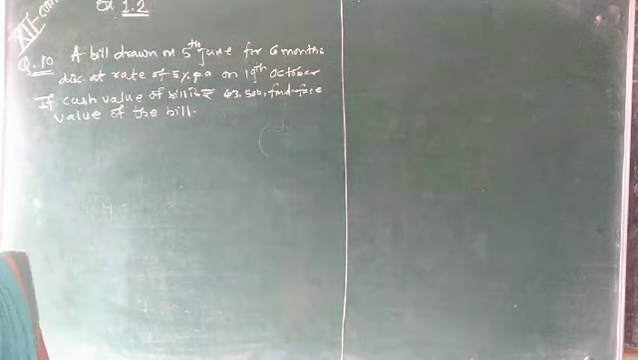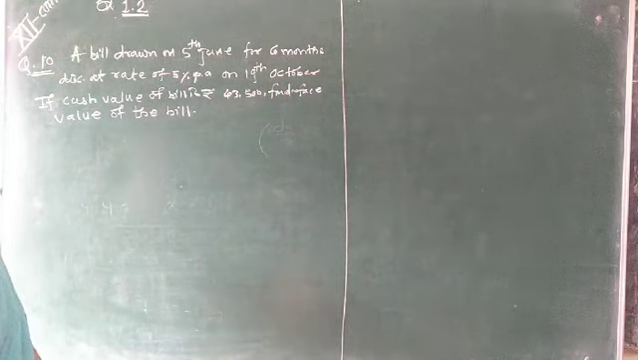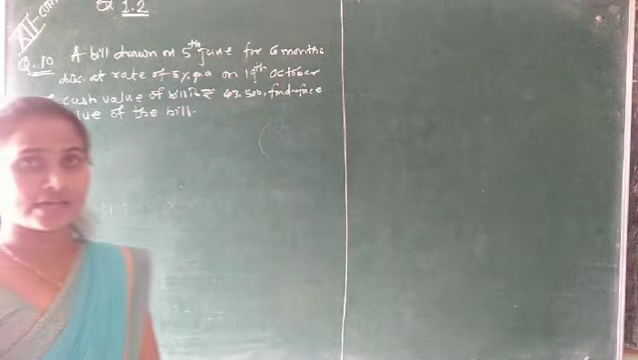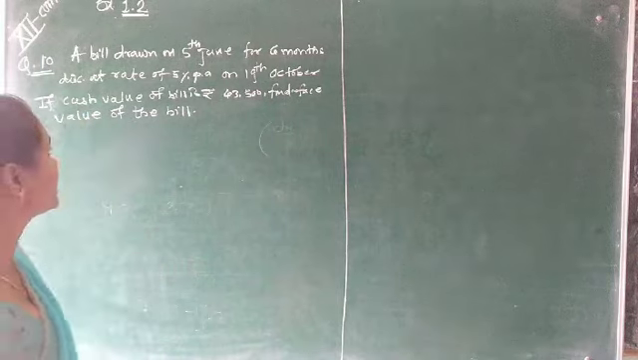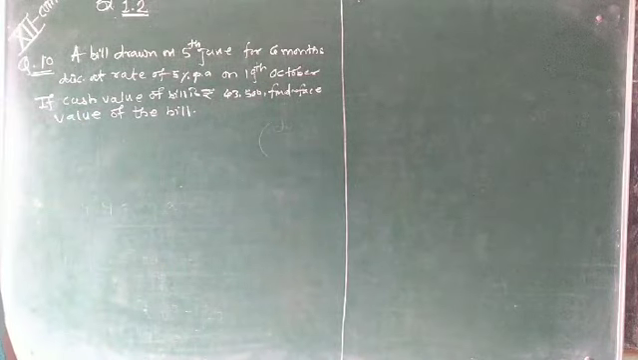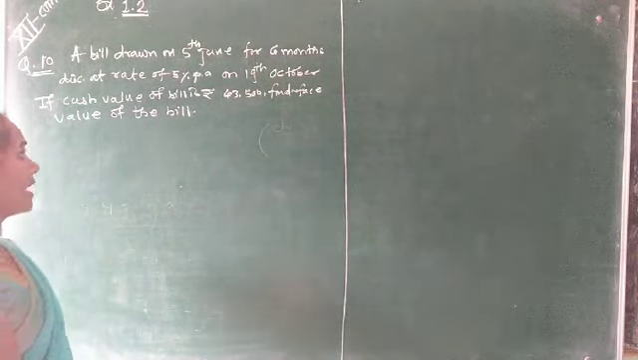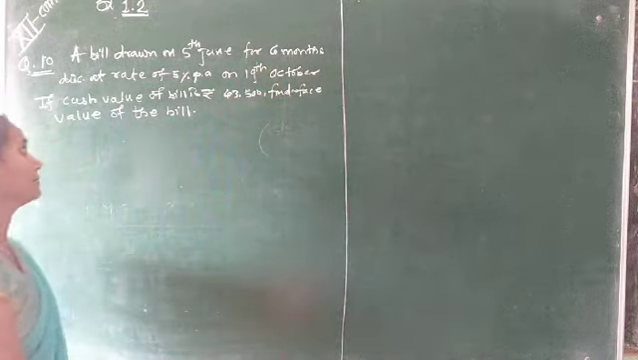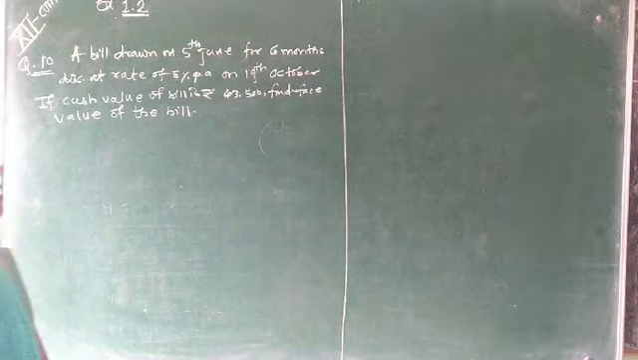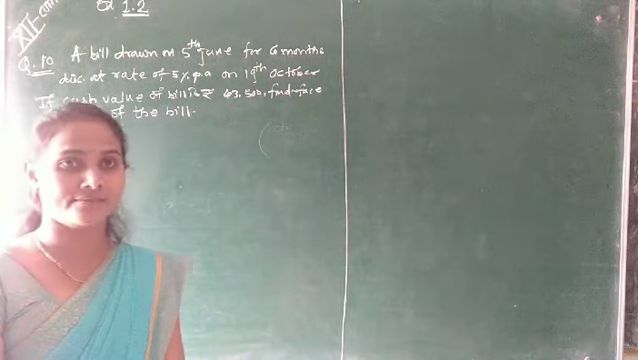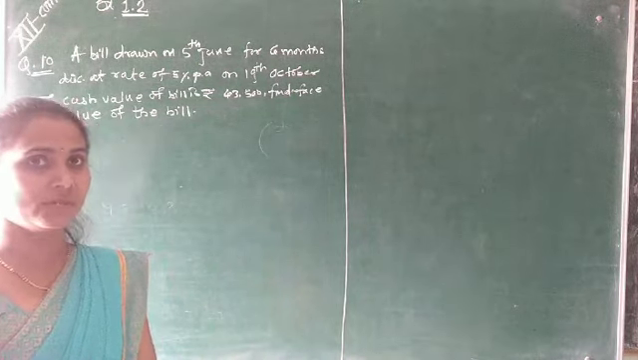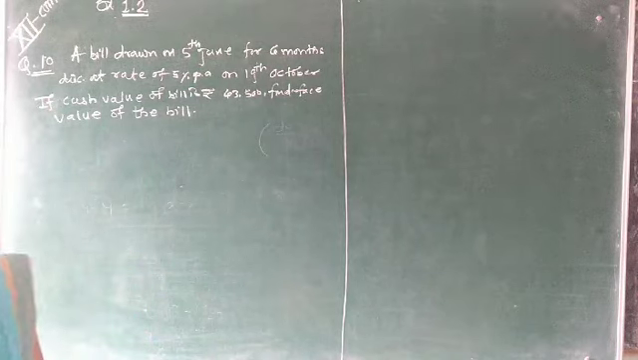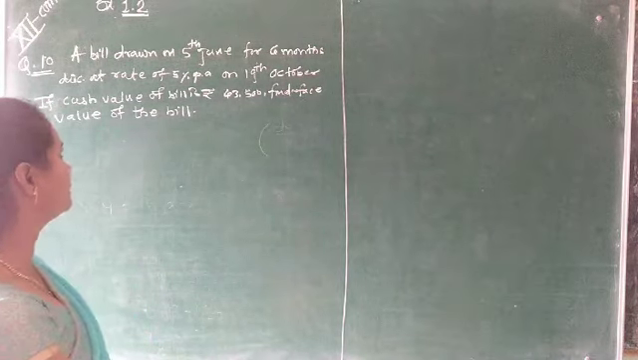First read the question very carefully. Since here the date of drawing the bill is 5th June and the period of the bill is 6 months and the rate of interest is 5% per annum, we are given that the date of discounting is 19th October. And one more value is given here, that is the cash value, and we have to find its face value. That means here we are going to find the sum due, SD or face value.